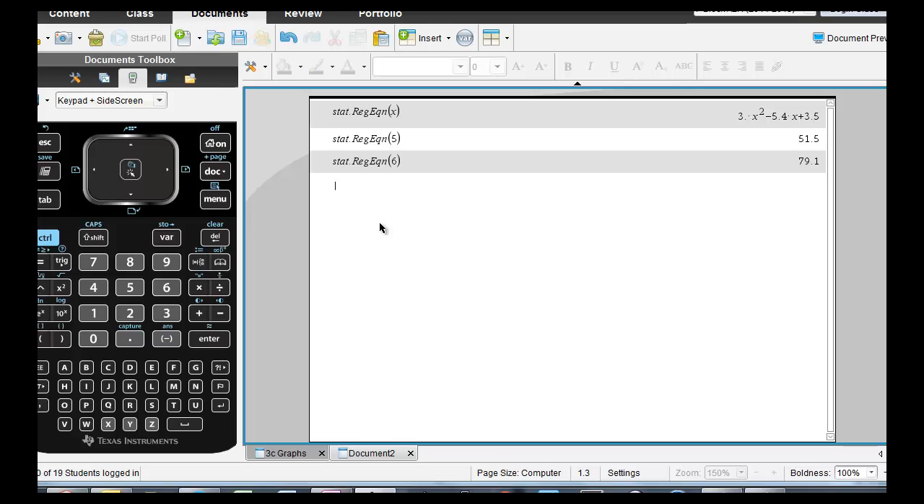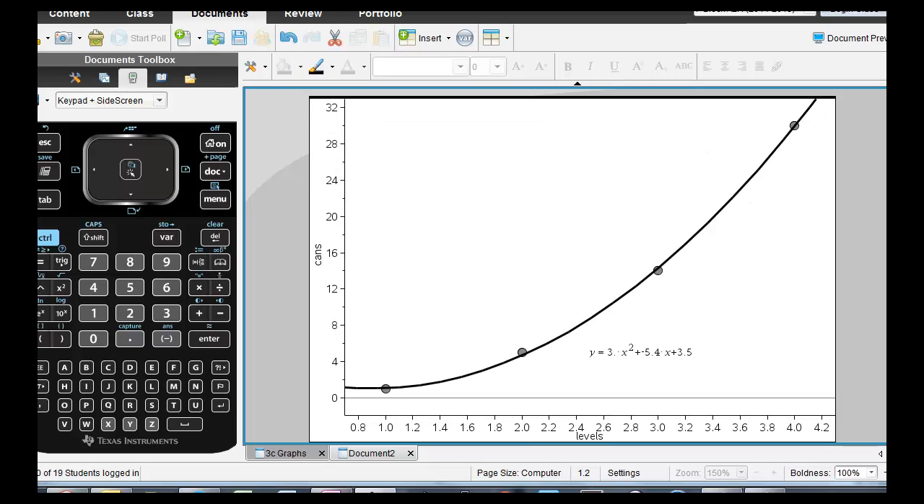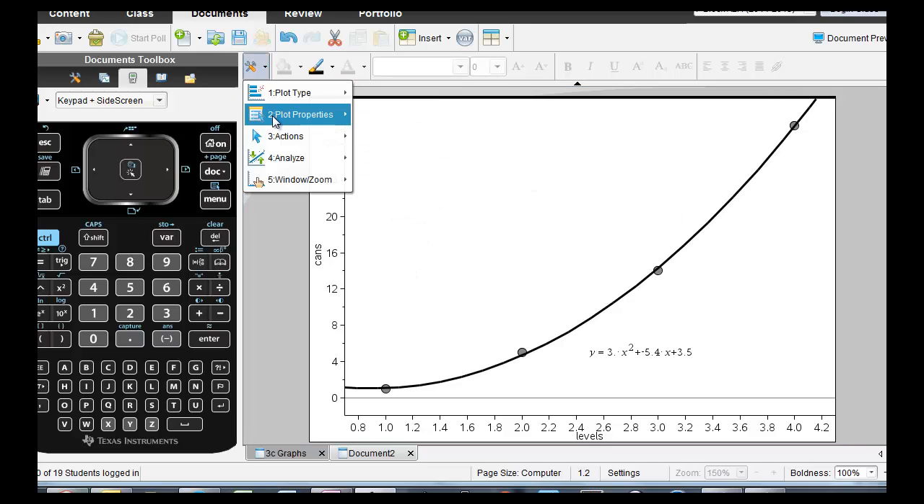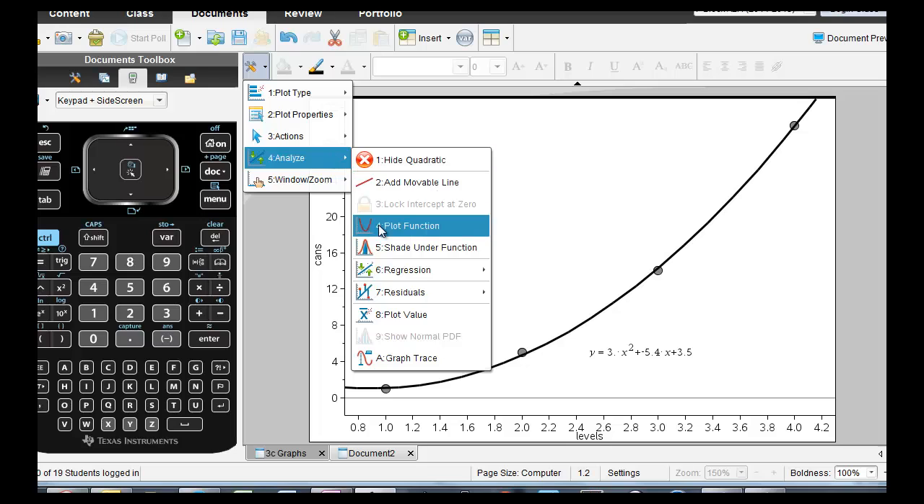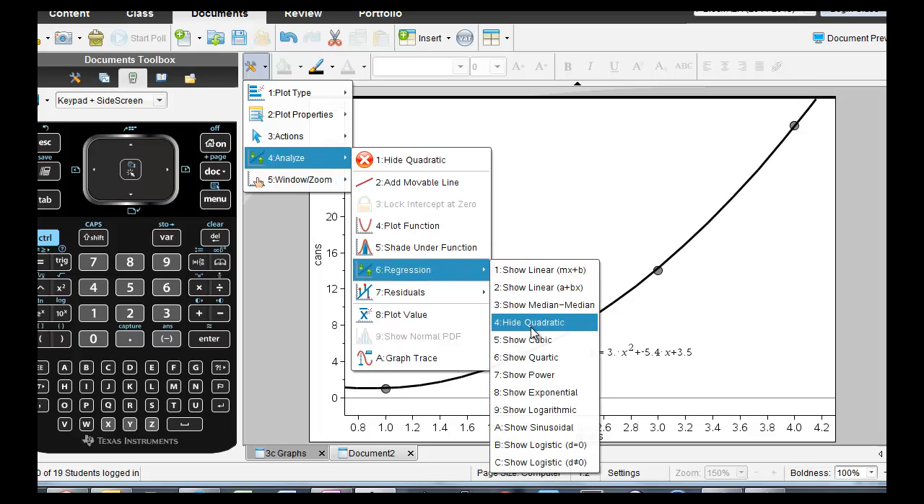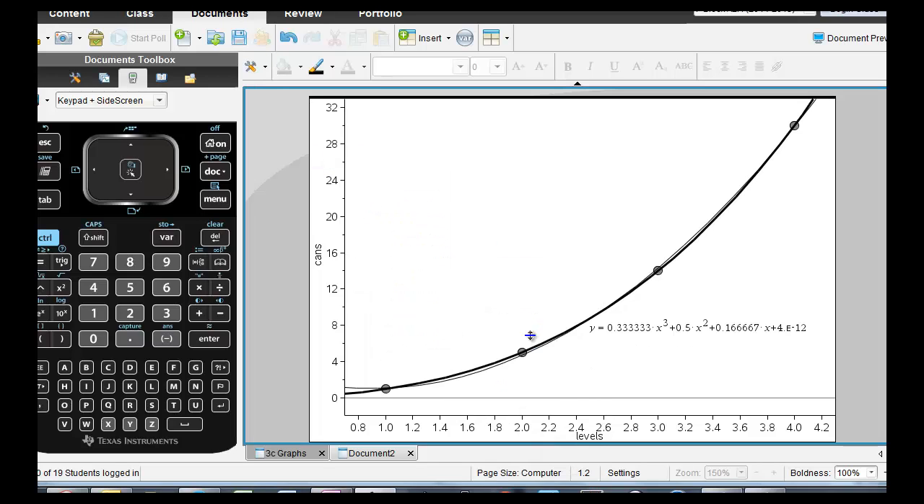79.1 cans. Yeah, I got an equation that worked pretty well for the 4 data points I gave it, but maybe it's not quite so good overall. So let's try a different regression. I'm going to go back to this place where I've got my 4 points and I've got this regression equation. I'm going to try a different one. Instead of analyzing it with a quadratic regression, let's try a cubic regression.